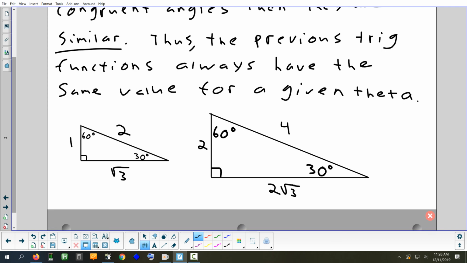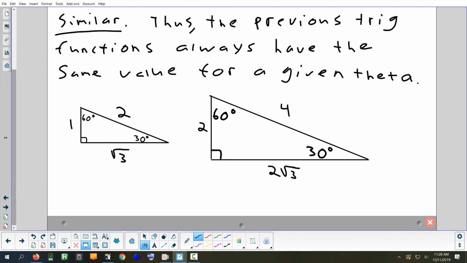So here's an example. The one on the left is a smaller 30-degree angle. The one on the right is bigger. It's part of a bigger triangle. Does anybody see what the scale factor is between the two? 2. The one on the right is double the one on the left.